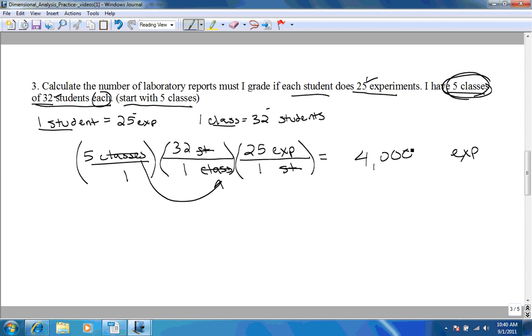Now, you notice that they said start with 5. 5 has one significant figure. This one has one significant figure because those zeros don't count because there is no decimal point. And that is how you do number 3.